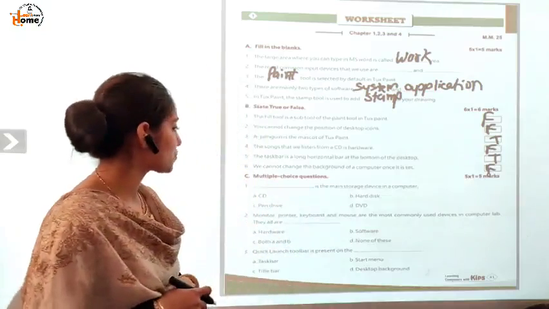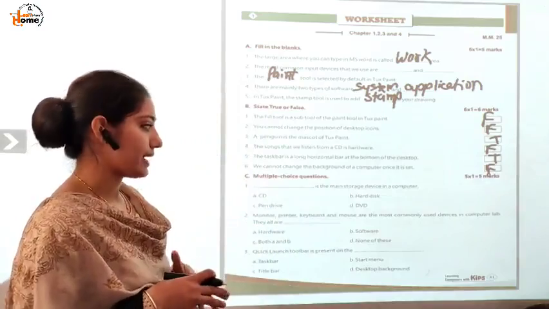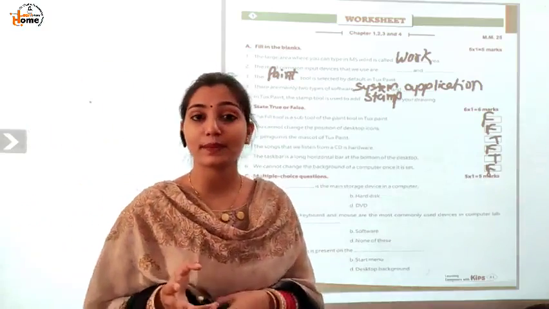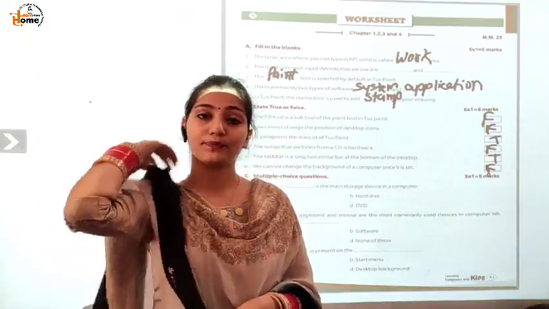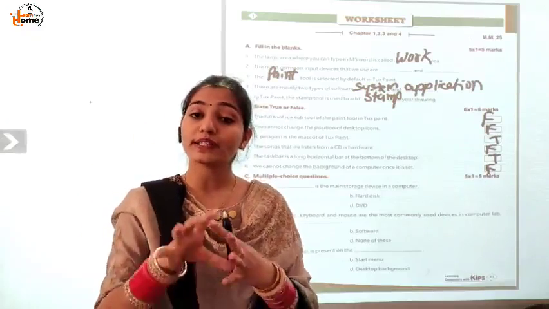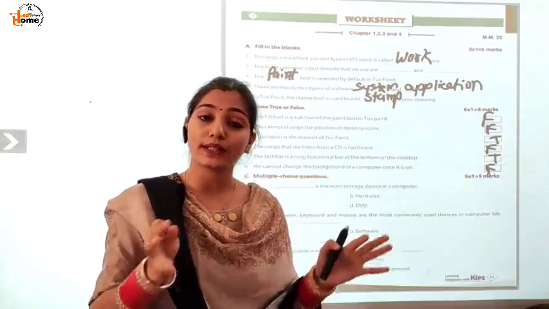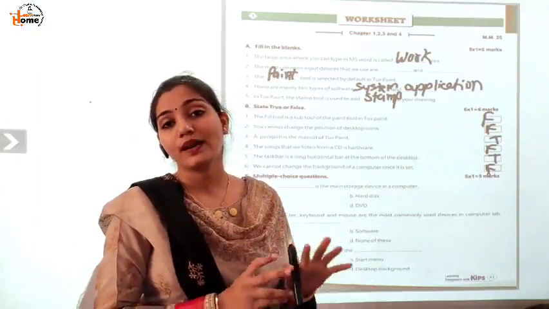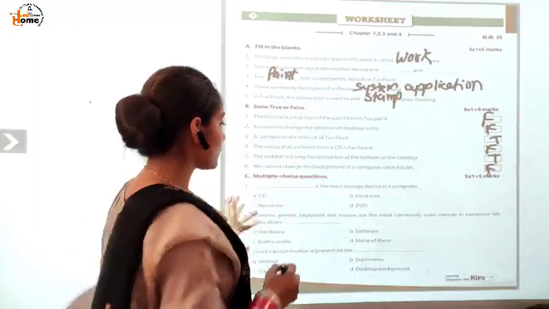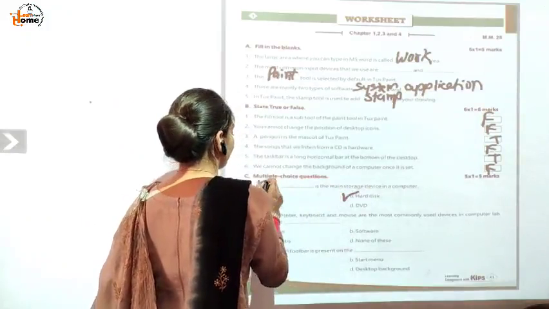Next we have multiple choice questions. Dash is the main storage device in a computer. Which is the main storage device in the computer? The hard disk, right? All the data of the computer, temporary or permanent, is stored in the hard disk of the computer. So the main storage device is hard disk. Option number B.